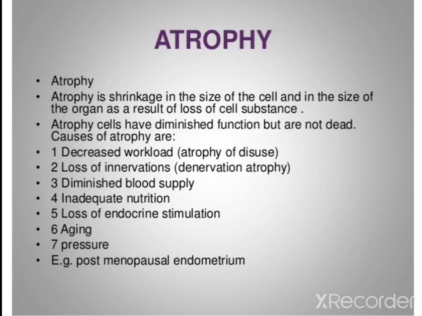Next is atrophy. Atrophy means shrinkage in the cell or shrinkage in the size of the cell. That is why it will lead to shrinkage in the size of the organ. This is known as atrophy. It is because of decreased workload or inadequate nutrition or diminished blood supply or aging, pressure, etc.